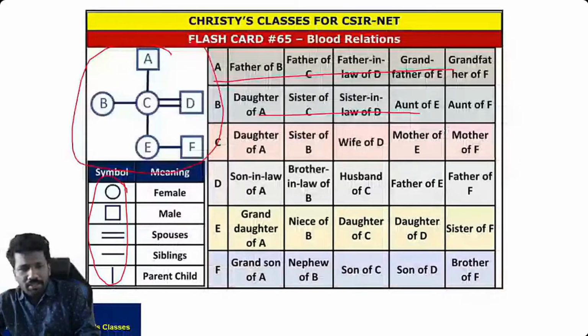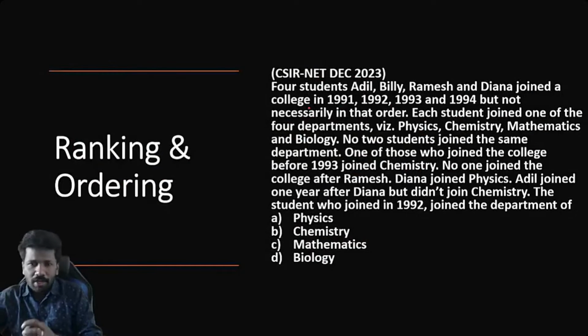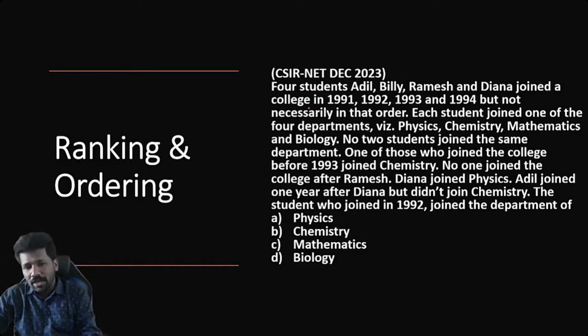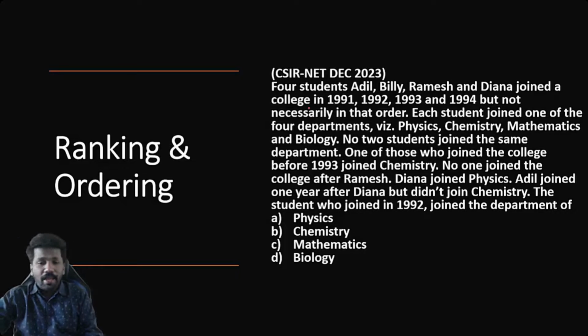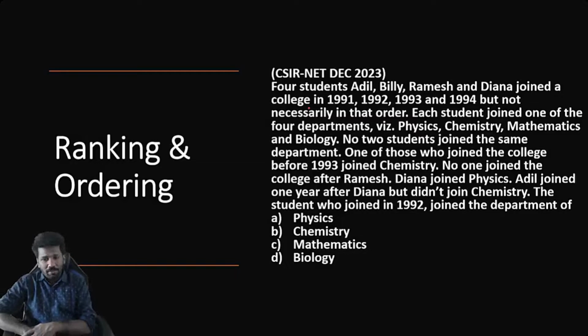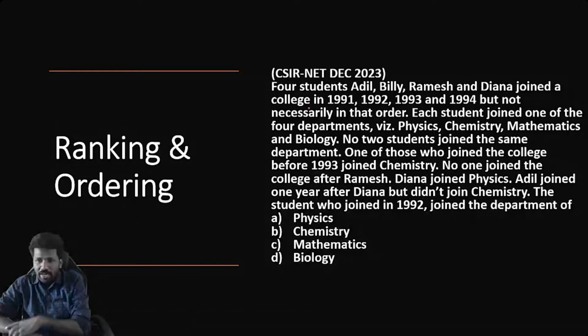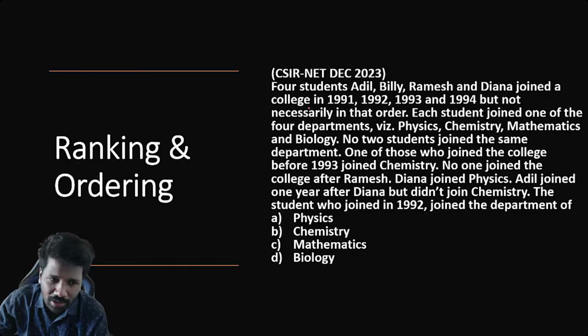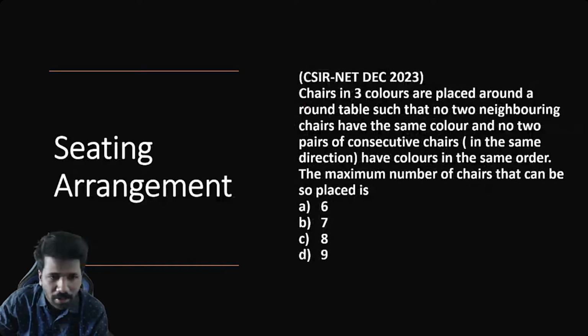Next topic is ranking and ordering. December 2023 में हर पेपर में minimum 1 question था ranking and ordering का. Ranking and ordering में different type का question है. Position test question है, sequential ordering question है. ये sequential ordering का example है ये question. This is a sequential ordering type of problem. Again, what are the difference between sequential ordering, ranking, position test? We will discuss in the particular chapter.